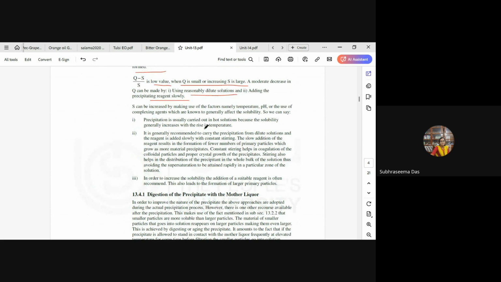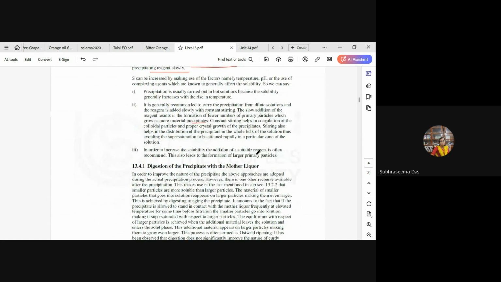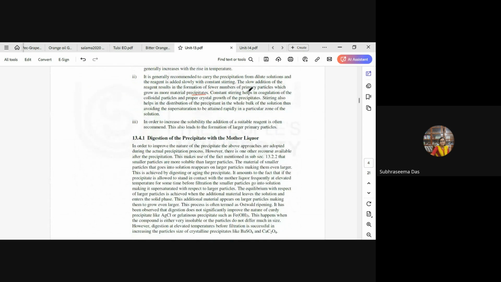It is generally recommended to carry out precipitation from dilute solutions, and the reagent is added slowly with constant stirring. The slow addition of these reagents helps in the formation of primary particles which grow as precipitates. In order to increase the solubility, the addition of a suitable reagent is often recommended. This also leads to the formation of larger particles or precipitates.